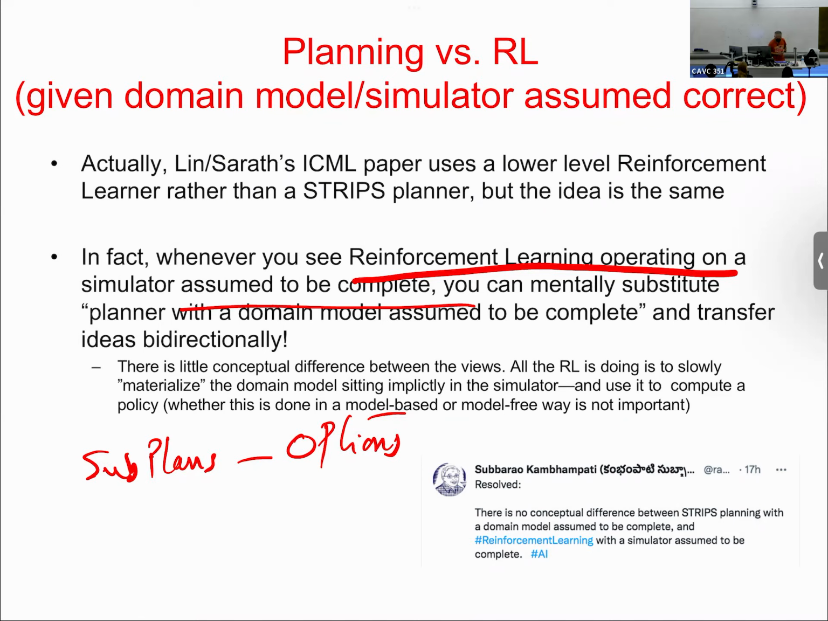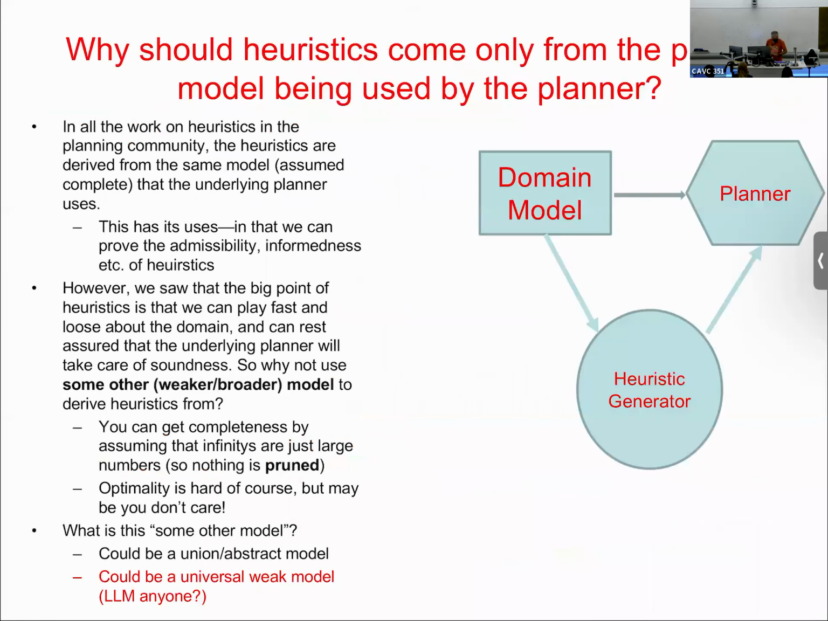Okay. So whenever you see reinforcement learning operating on a simulator assumed to be complete, you can mentally substitute planner with the domain model assumed to be complete and use everything you learned in this course there to get your ideas. And just in the last minute, remember, say reinforcement learning, say options, so that you can get your I-7 papers. With that magnitude. Okay? That is the first part. That is making Lynn unhappy.